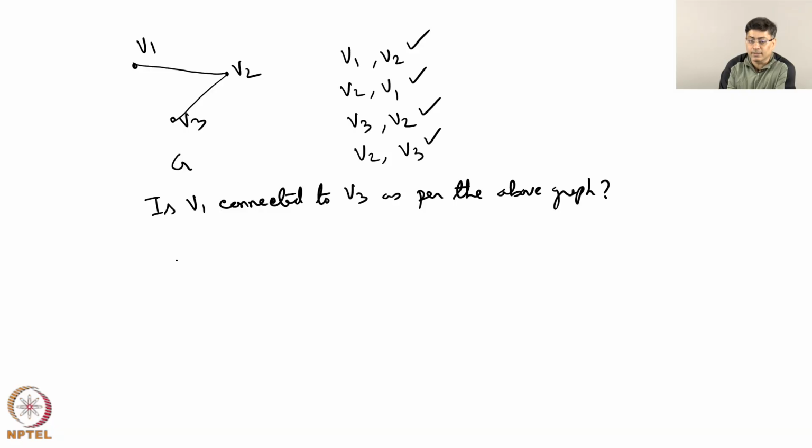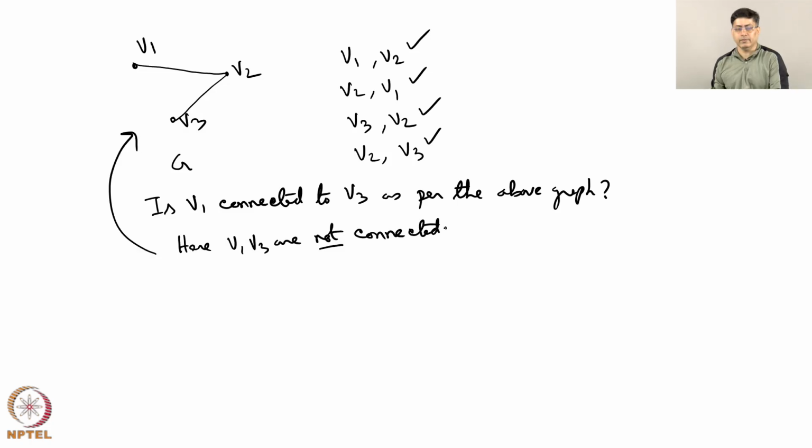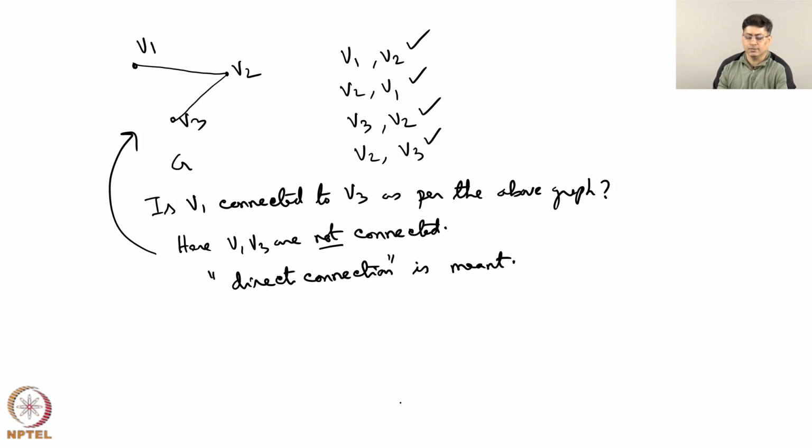Pause the video, think and then move ahead. I hope you paused the video. Now, here is the answer. V1 is not connected to V3. Whenever we are saying connection, we mean direct connection. So, the indirect connection is not considered as connection, and let us try to understand it.